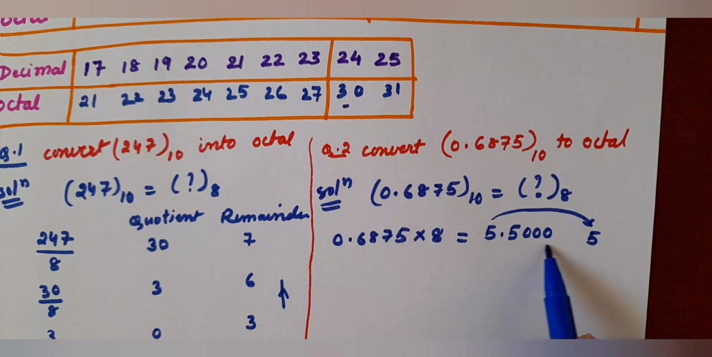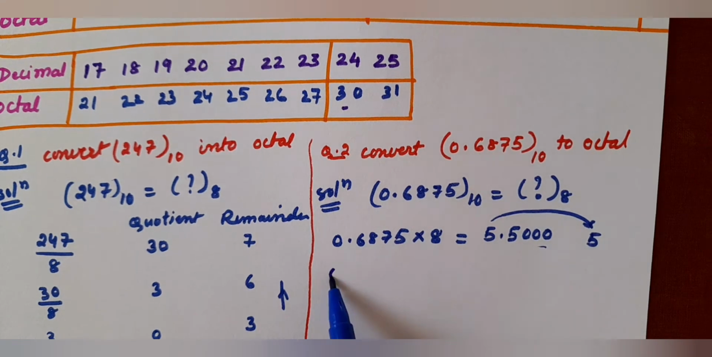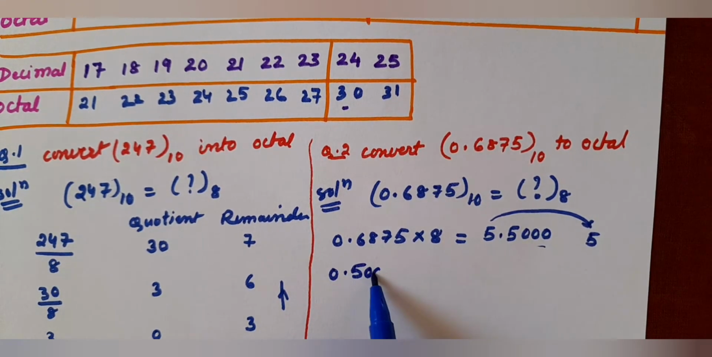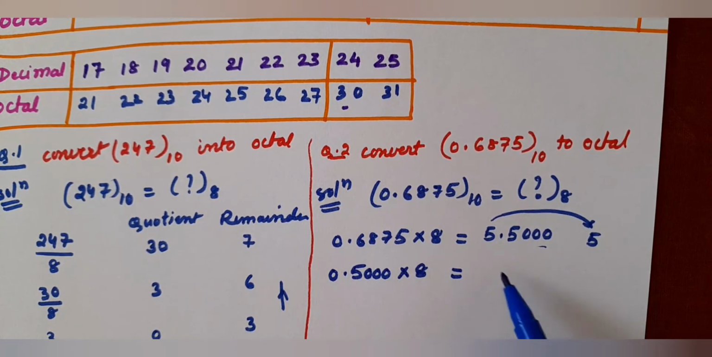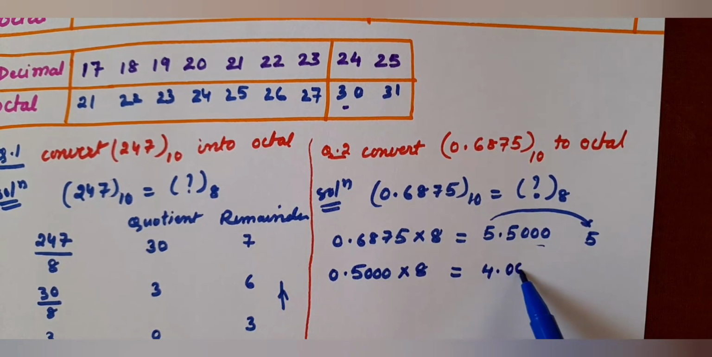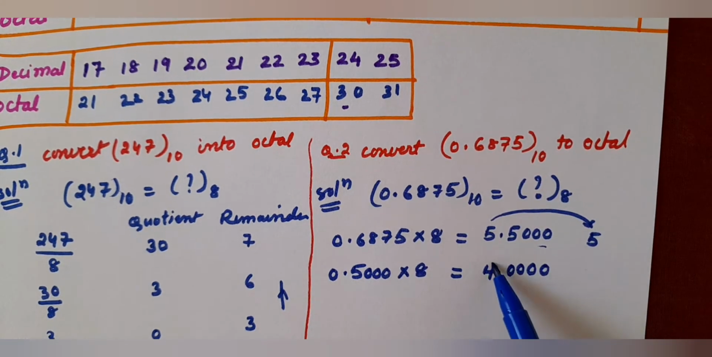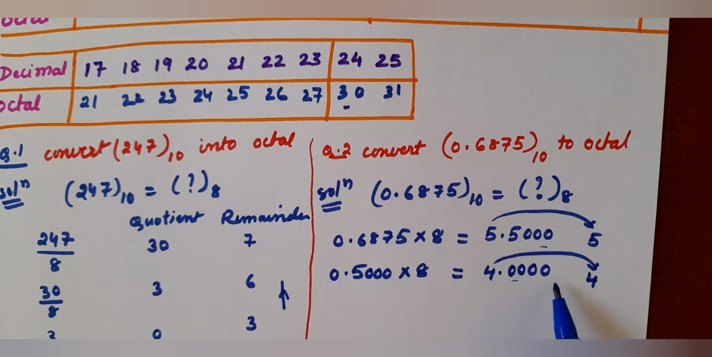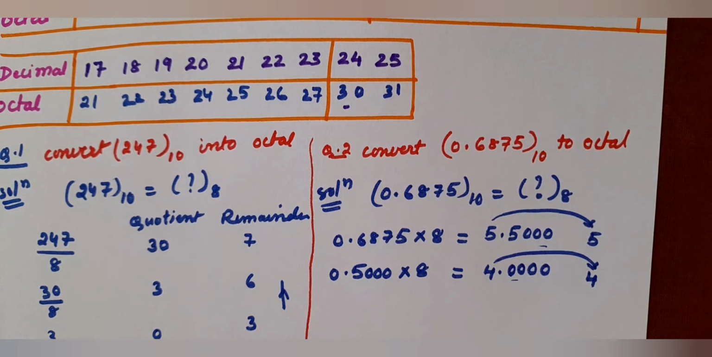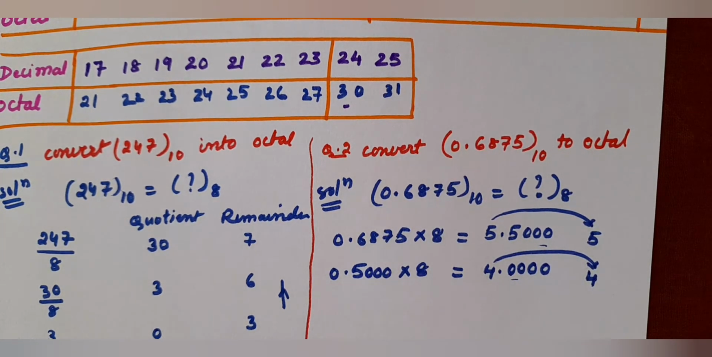Now this fractional part, multiply again by 8. How much will it come? It will come as 4.00. Now take this 4 and keep it on the other side. You got all zeros, so no need to multiply by 8 in the next step. You can stop here.